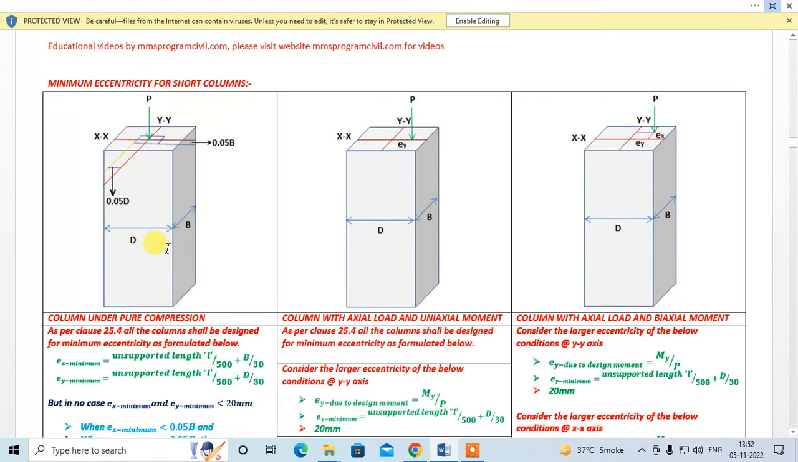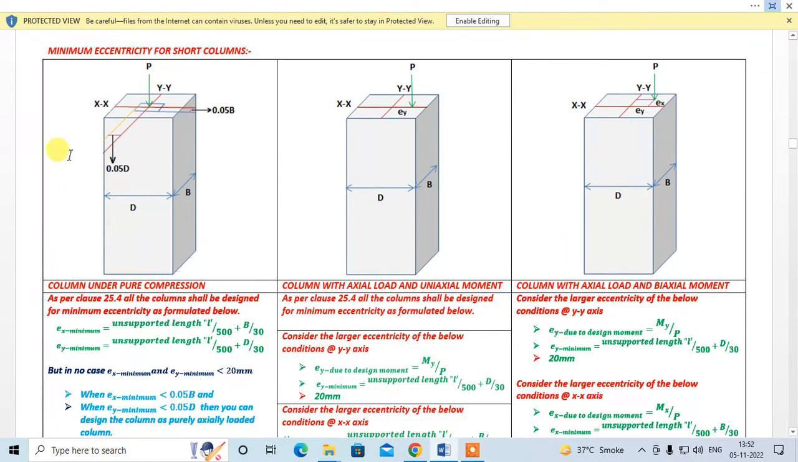Now, minimum eccentricity for the short column. The code suggests that you have to at least consider minimum eccentricity about the major and minor axis, though there are no moments. So this is a column under pure compression, where you have only one axial load passing through the CG. As per clause 25.4, all columns shall be designed for minimum eccentricity as formulated below. You have to find ex minimum and ey minimum. Ex is this and ey is this.